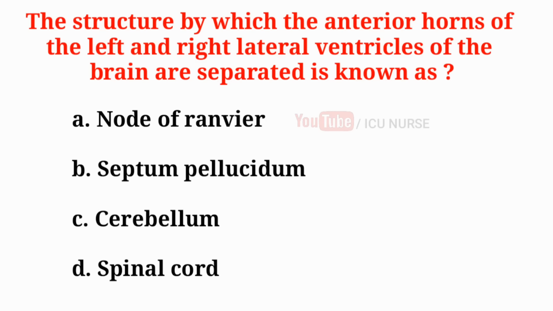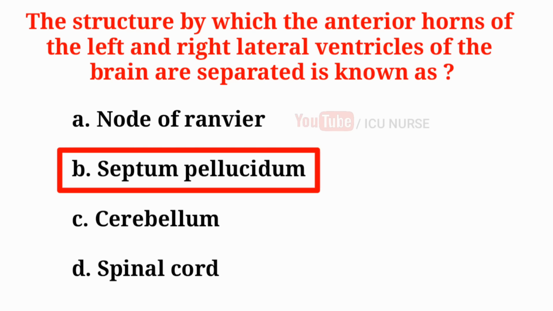The structure by which the anterior horns of the left and right lateral ventricles of the brain are separated is known as A. Node of Ranvier, B. Septum pellucidum, C. Cerebellum, D. Spinal cord. And the correct answer is B. Septum pellucidum.